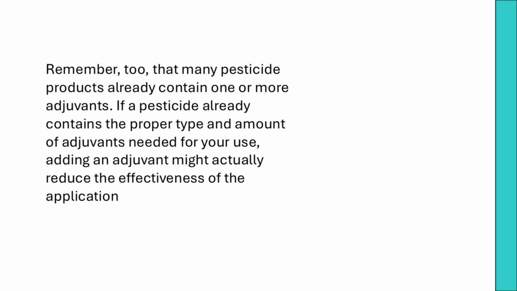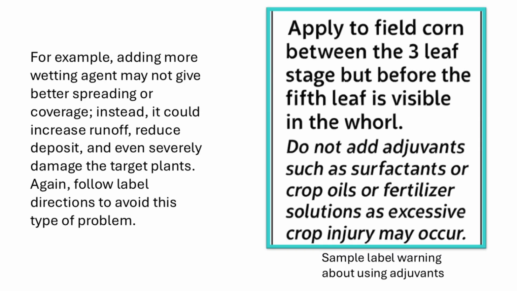If a pesticide already contains the proper type and amount of adjuvants needed for your use, adding an adjuvant might actually reduce the effectiveness of the application. For example, adding more wetting agent may not give better spreading or coverage. Instead, it could increase runoff, reduce deposit, and even severely damage the target plants. Again, follow label directions to avoid this type of problem.